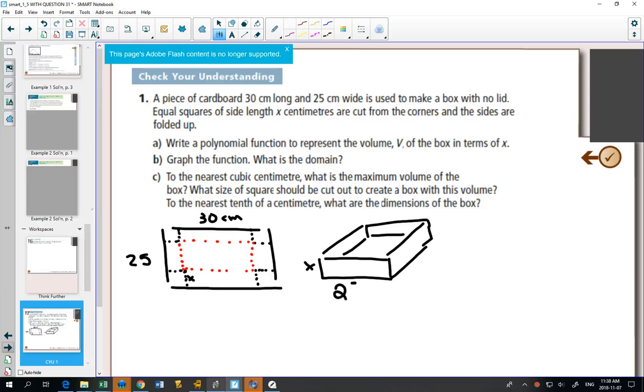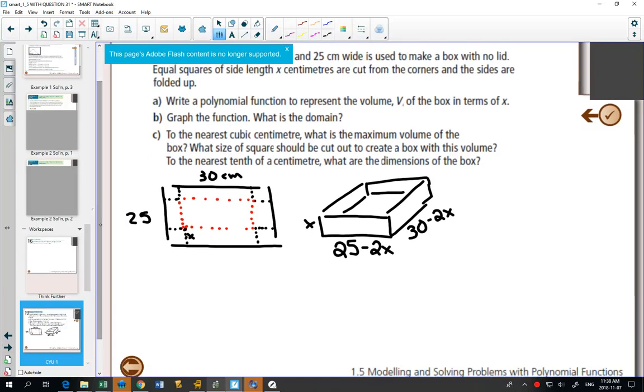Well, it was 25, but it's not 25 anymore. Minus 2x's, because we took x out of this side and x out of this side. 25 minus 2x. And the long side, which was 30, is now 30 minus 2x. Part A, can we write a polynomial function to represent this volume? Volume equals length times width times height, in no particular order.